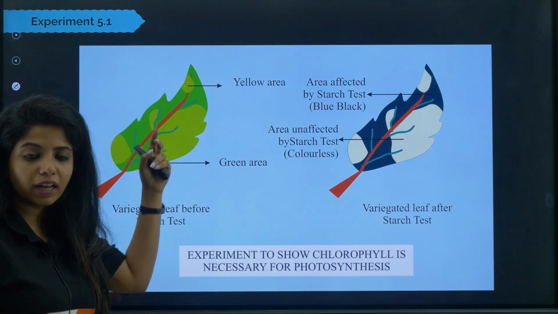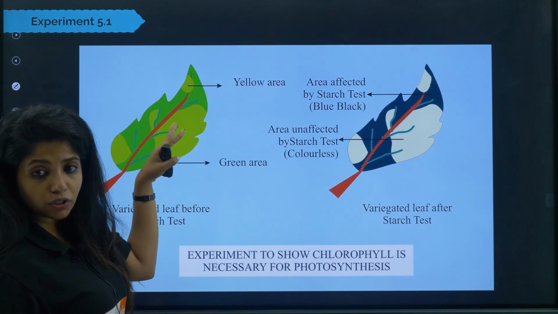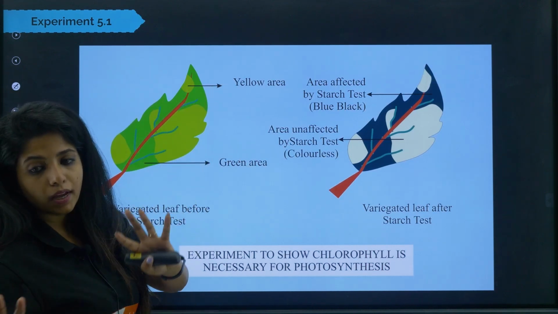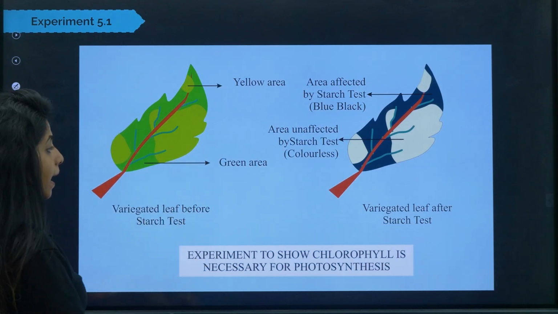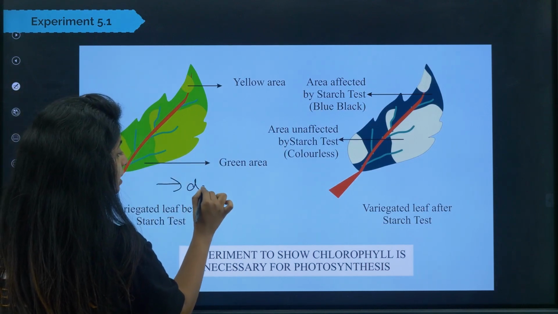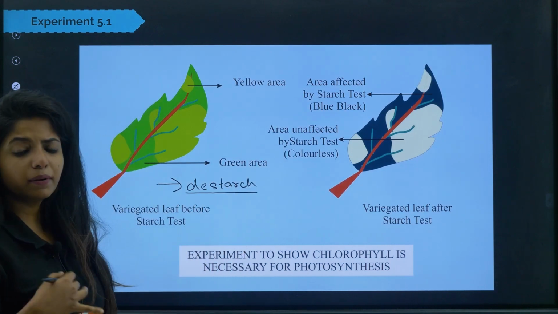Basically I have different types over here, color shades. Sometimes it can be totally green but different shades of green, or it can be green and just white also. Anyway, suppose this is a variegated leaf that I have, and what I'm going to do is de-starch it, my dear children. How can I de-starch things? What do you mean by de-starching?